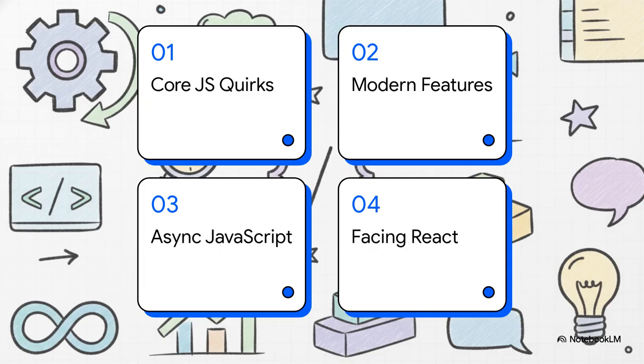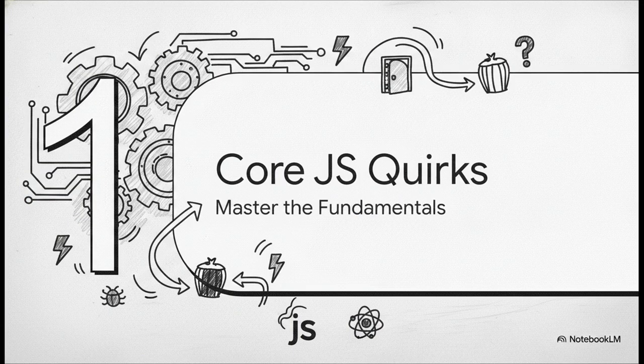Okay, here is our map for today's quest. We'll start by conquering core JavaScript quirks. Then we'll level up with some modern features, move on to taming asynchronous JavaScript, and finally, we'll face the React boss. All right, Level 1, Conquering Core JavaScript Quirks.